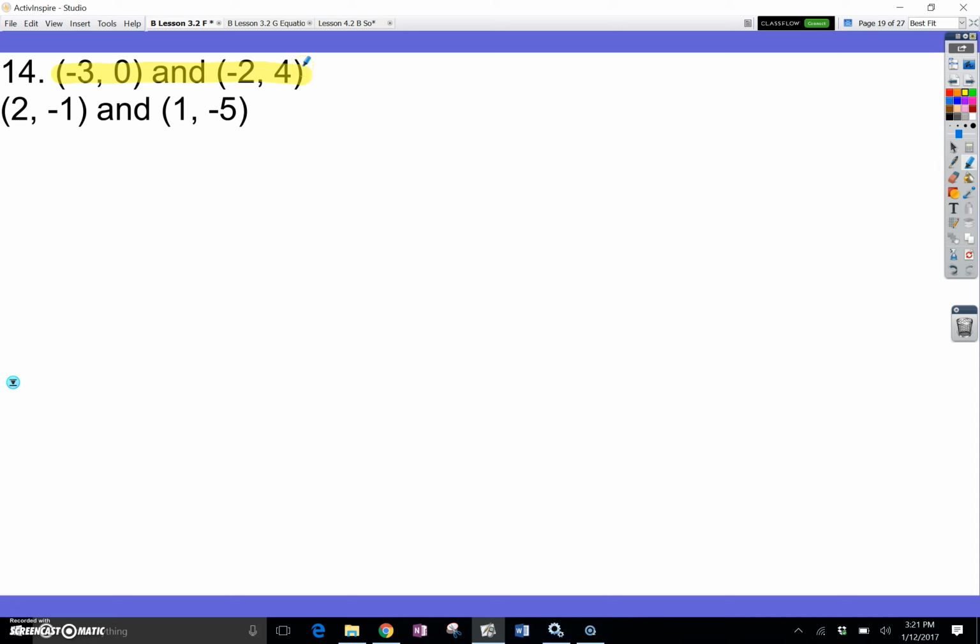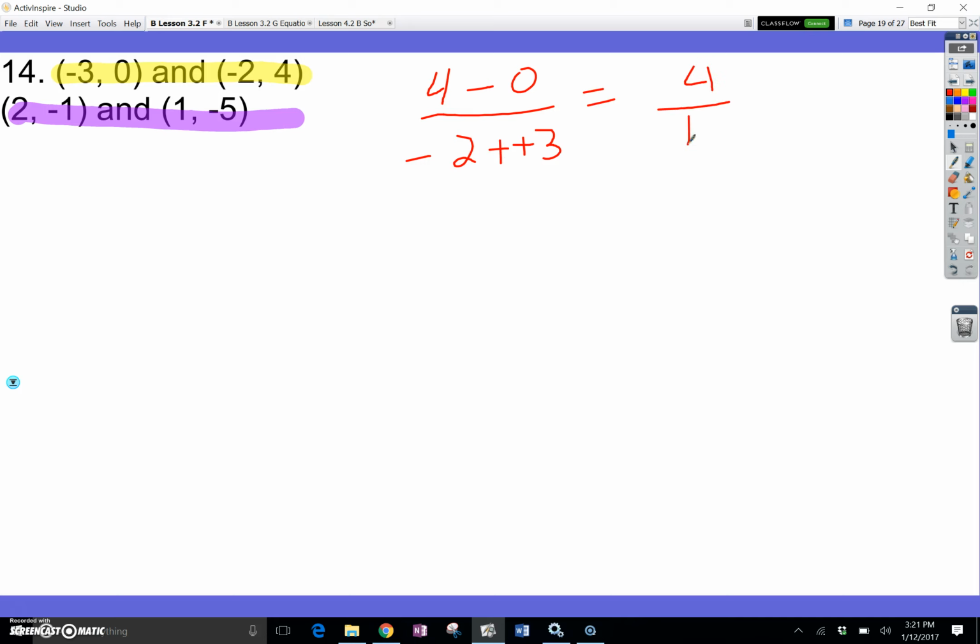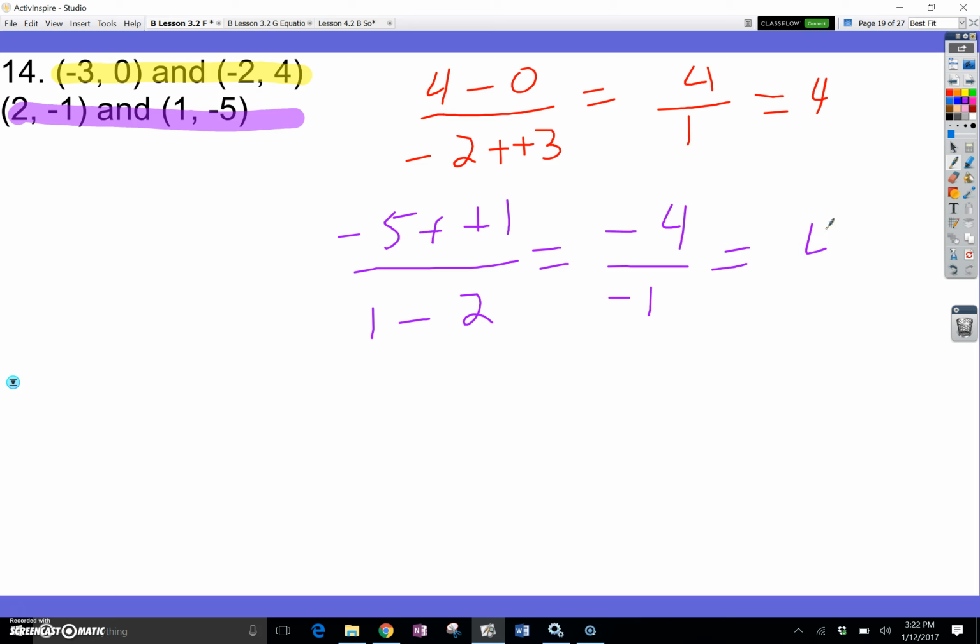All right, guys, at this time, you should be done with this one. We're going to go ahead and highlight our 2 points, and then we are going to go solve it. So it'll be 4 minus 0 all over negative 2 minus negative 3. This turns to a plus, so you're going to have 4 over 1. So you're going to have a slope of 4. All right, the next one we're going to have negative 5 minus negative 1 all over 1 minus 2. This is going to turn to a plus, so you're going to have negative 4 all over negative 1, and that is going to reduce to 4. You have 2 slopes and they both equal 4. Therefore, since they're the same slopes, these are parallel lines.